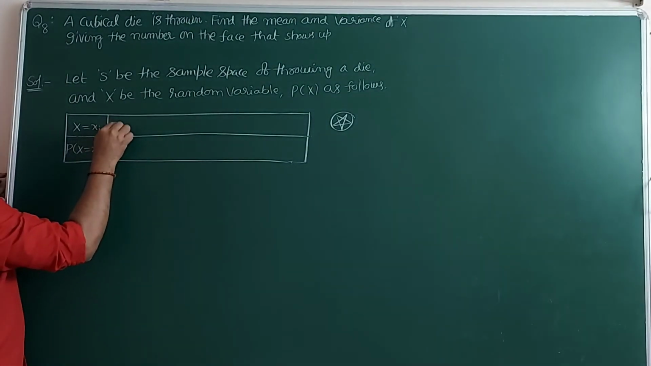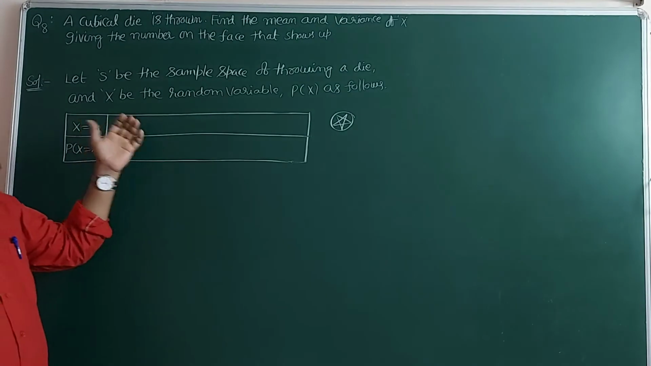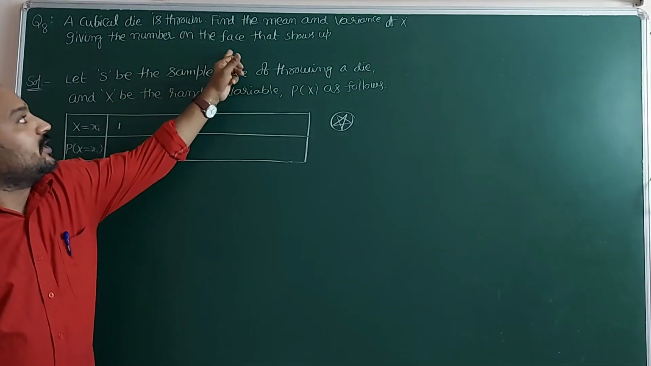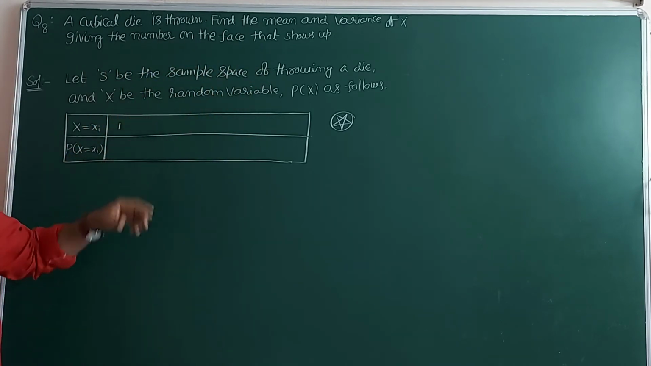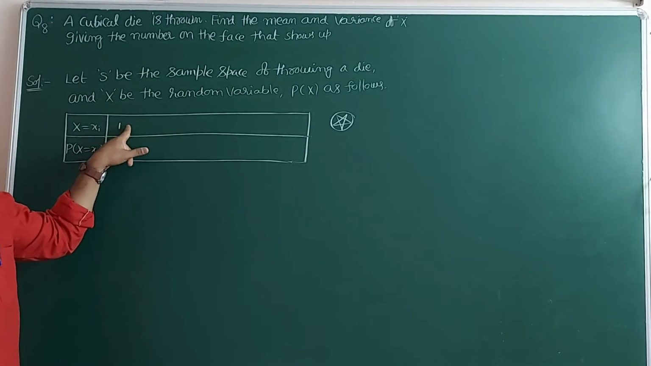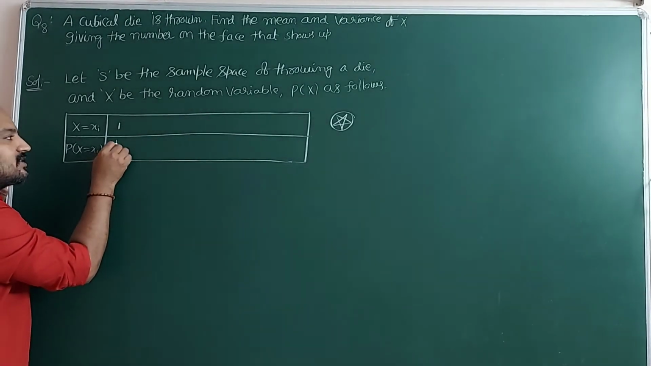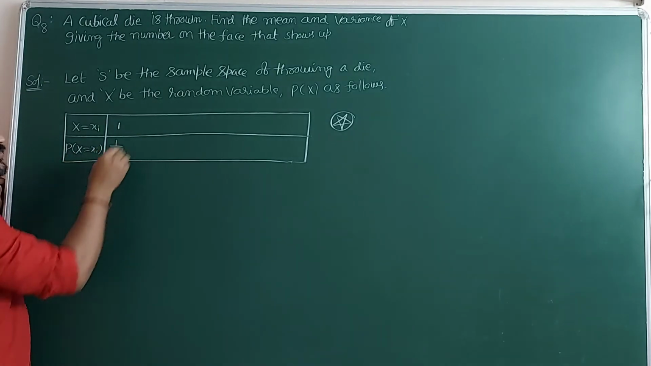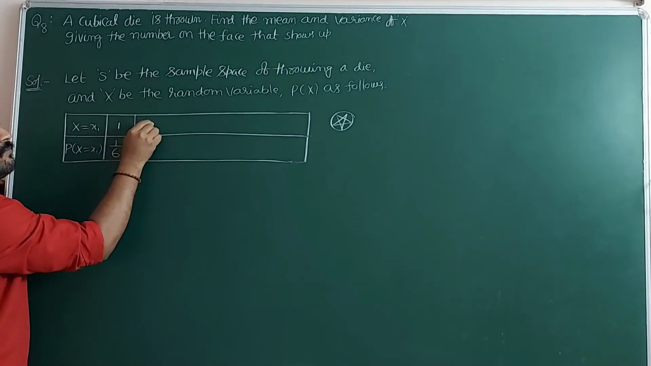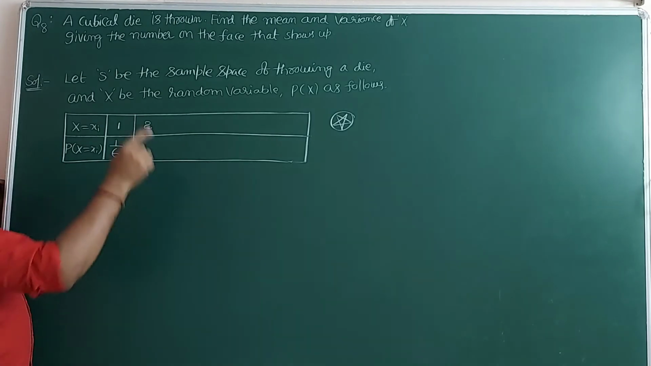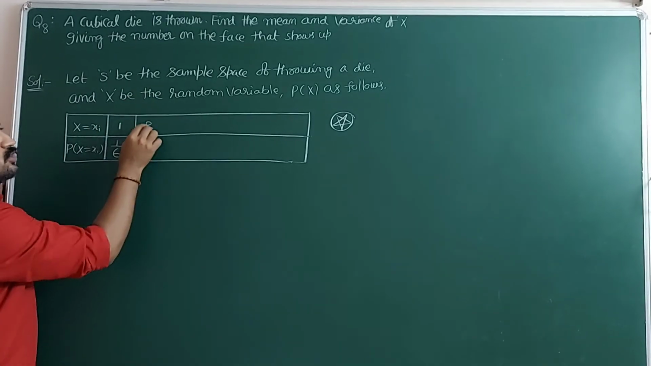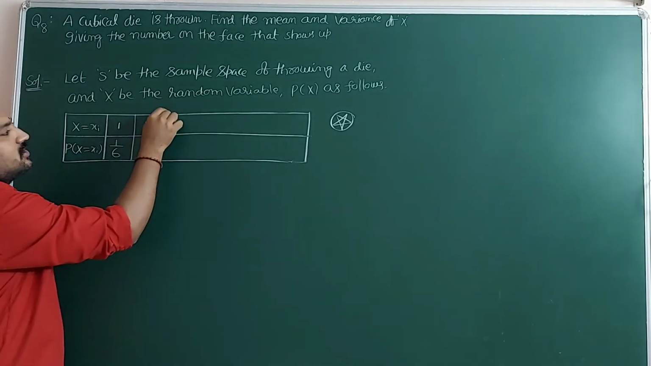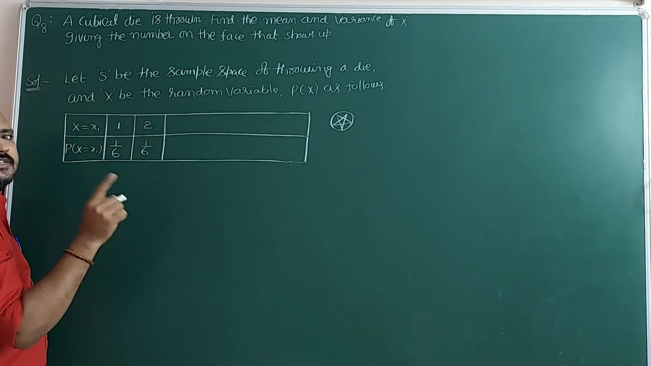Suppose you throw a die and get the number on the upper face, say the number 1. Out of 6, one number will come in how many ways? Only one number is there, so 1 by 6. Similarly, getting the number 2 is also only one possibility. All the numbers have one possibility on the cube.